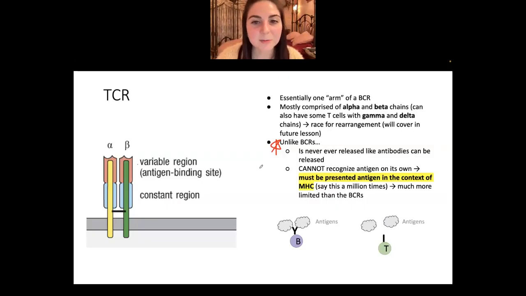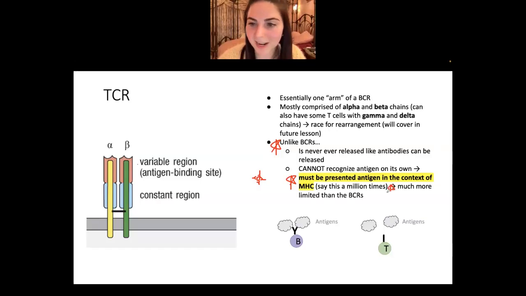Another thing is, antibodies can recognize antigen on their own, right? That's why we're giving people antibodies right now with COVID, because they can find COVID and bind to it. We'll talk about some functions of antibodies in a little bit, but it can recognize it on its own. T cell receptors actually cannot recognize antigen on their own. They must be presented antigen in the context of MHC.